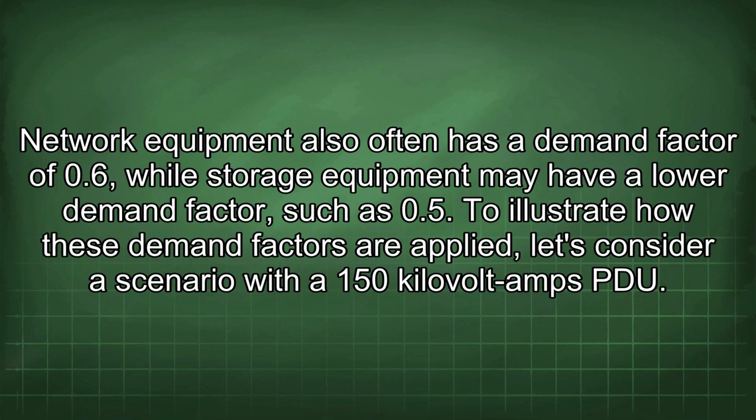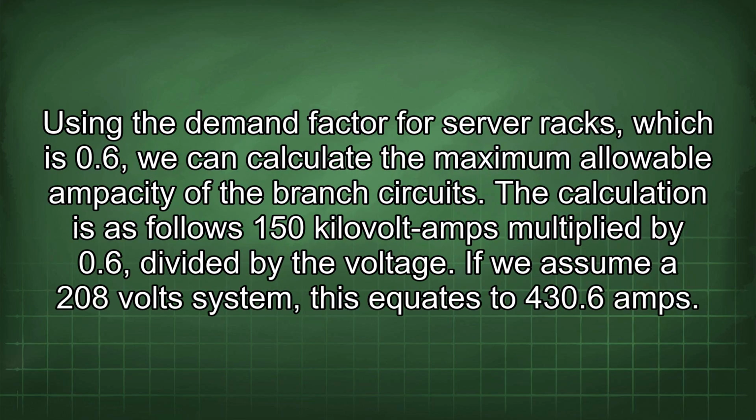Network equipment also often has a demand factor of 0.6, while storage equipment may have a lower demand factor, such as 0.5. To illustrate how these demand factors are applied, let's consider a scenario with a 150 kilovolt-amps PDU. Using the demand factor for server racks, which is 0.6, we can calculate the maximum allowable ampacity of the branch circuits. The calculation is as follows: 150 kilovolt-amps multiplied by 0.6 divided by the voltage. If we assume a 208-volt system, this equates to 430.6 amps.